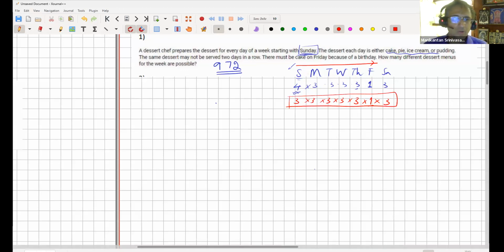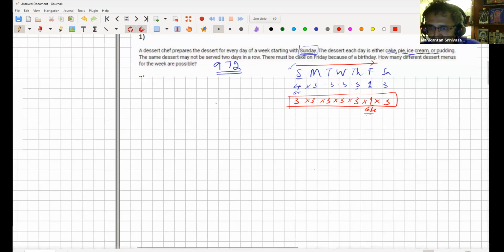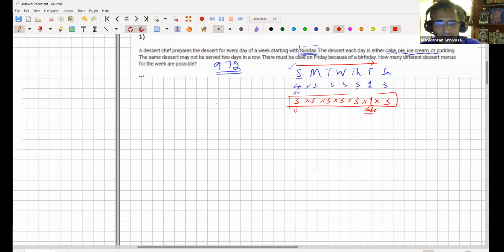After you publish, how do they know whether you started writing Sunday first or Monday or Tuesday or Wednesday or Friday? They don't care. All they know is there's a cake here. Whether you started writing here doesn't matter. I'm publishing this, so the table will read Sunday all the way till Saturday. So it's therefore 3 power 6. Does it make sense, guys?